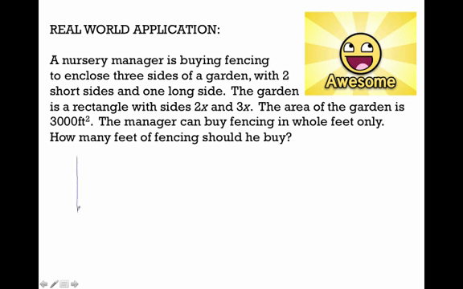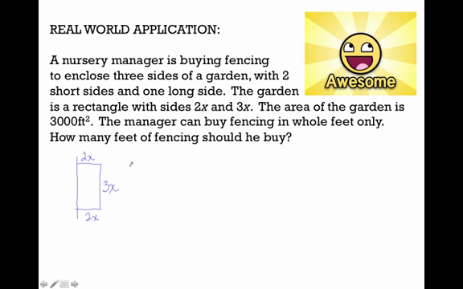Well, if we think about it, the garden has 3 sides fenced. So if we draw a picture of my garden, I've got probably a wall or something over here. That means I don't have to fence that part. And here is the rest of my garden that I'm fencing. I've got short sides of 2x. So my shorter sides are 2x, and then I've got a longer side that's 3x. So I know what my area is, which means I can use that to help me find what x equals.